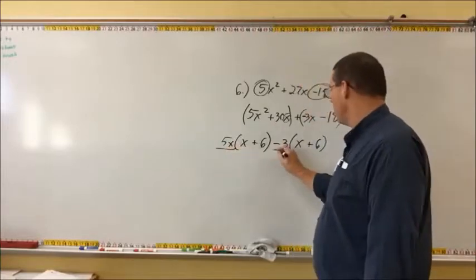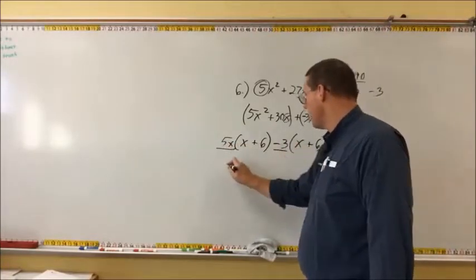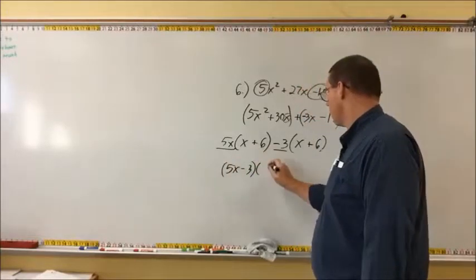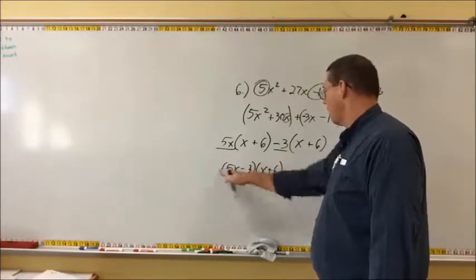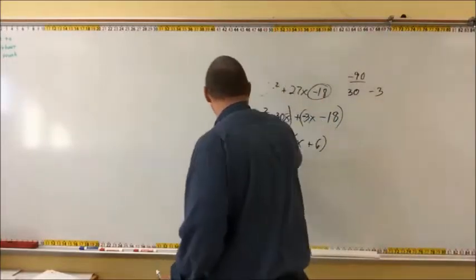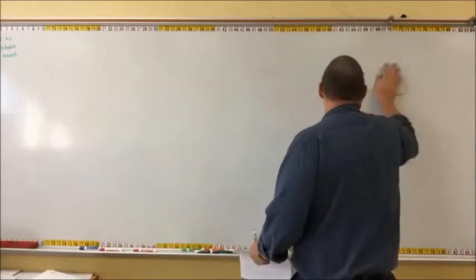So one of my factors is 5x minus 3. My other factor is x plus 6. And that's my final answer. I'm factored, done with question number 6. All right, let's go on to question number 7 now.